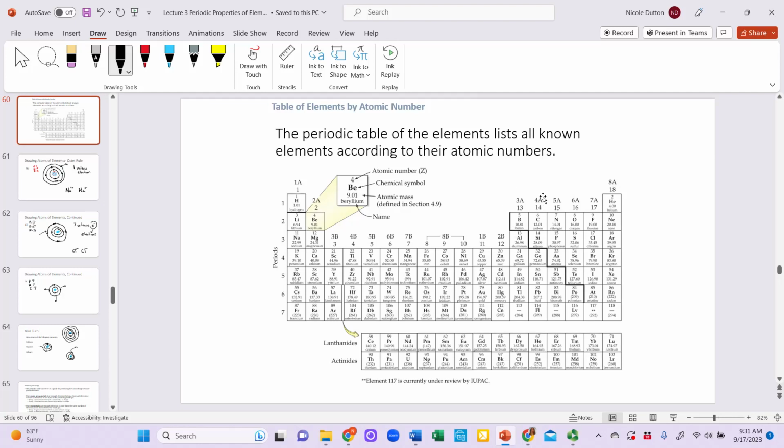Everyone in group 4A has 4 valence electrons. Since 4, you can either gain or lose those 4 electrons to get to 8 in the outer shell. 4 is kind of like in the middle. We don't form ions with carbon.